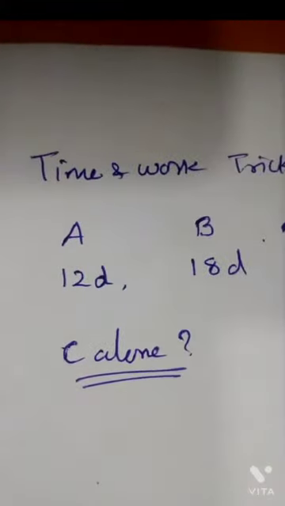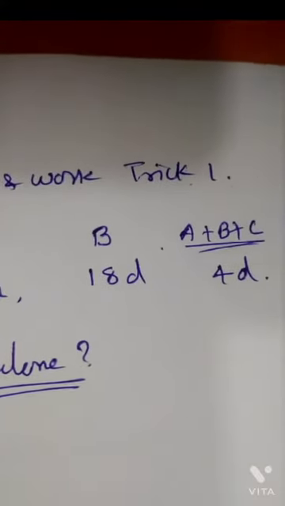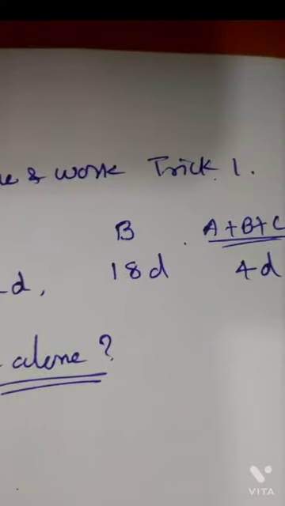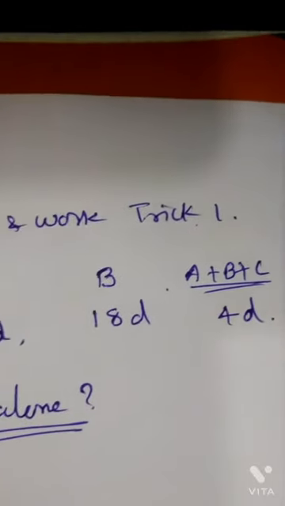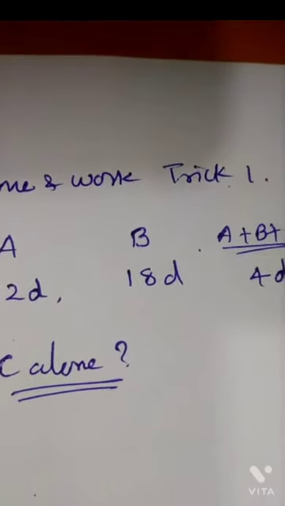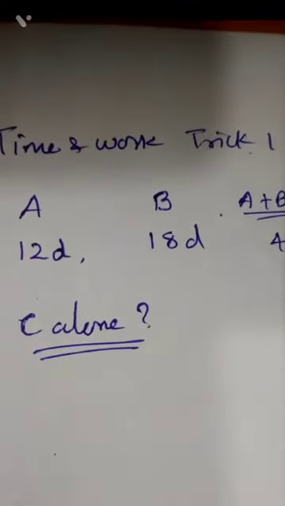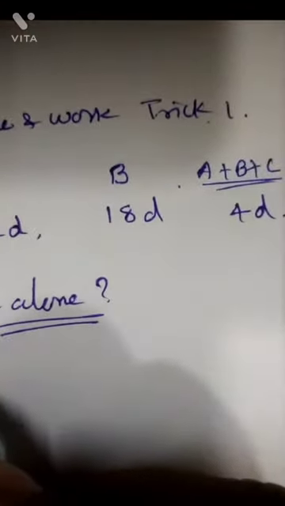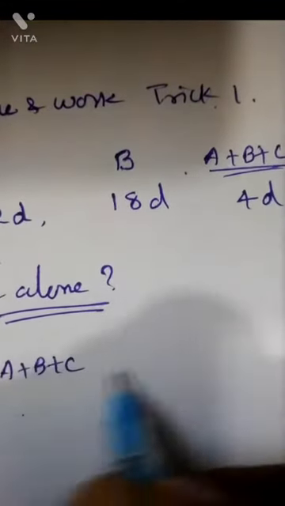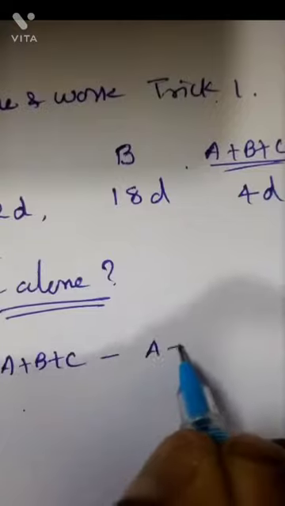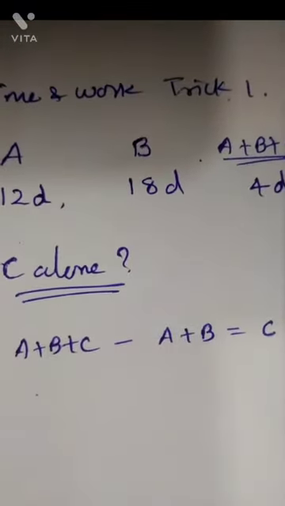I repeat the question. A can do work in 12 days. B can do the same work in 18 days. With the help of C, they can do the work in 4 days. C alone will do the work in how many days? Now, how to do it? I will tell. From A plus B plus C, if I remove A plus B, I will get C's 1 day's work. Hope it's clear now.